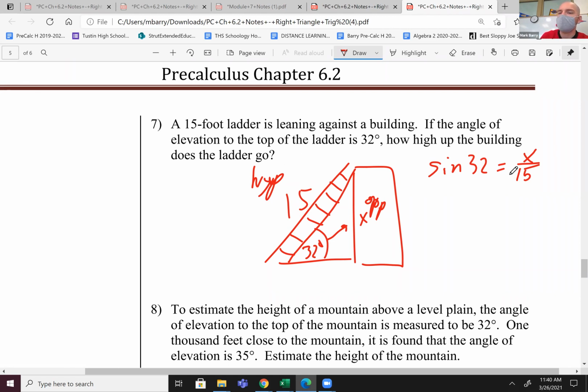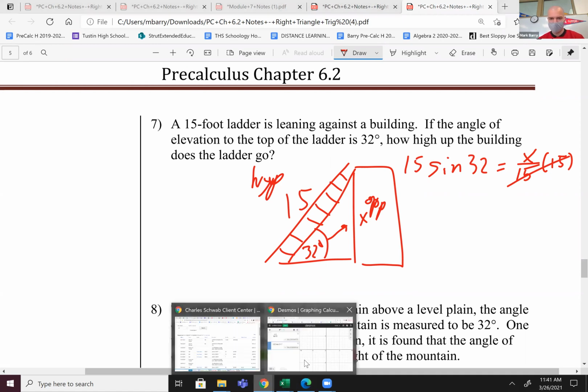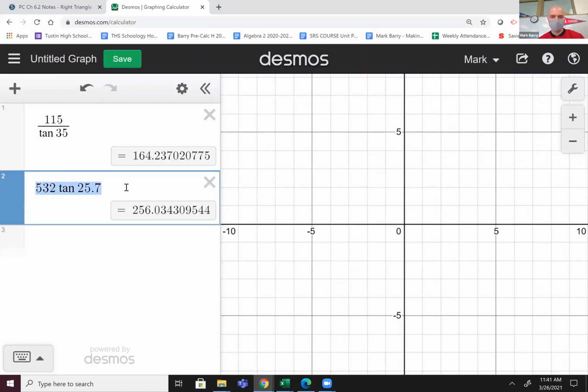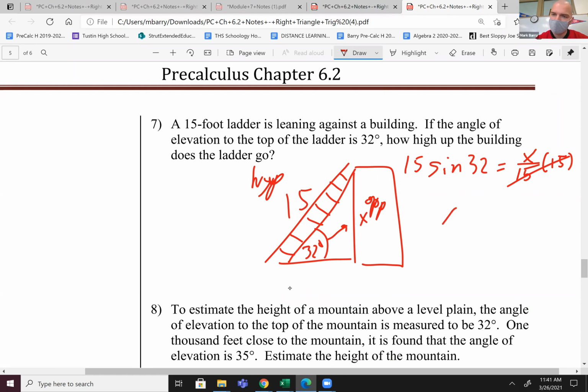So now we're on a 2-problem streak here of the number in the denominator, variable in the numerator. So we'll go ahead and multiply that over. 15 sine 32 is 7.9, we'll call it. So there we go.